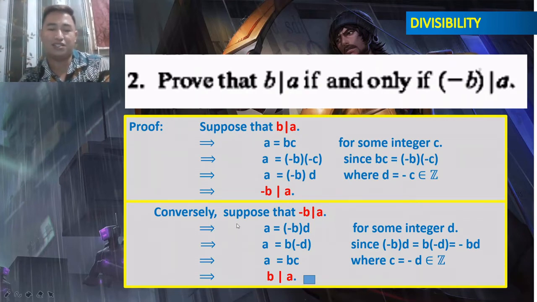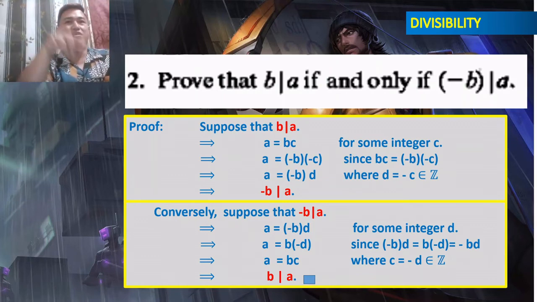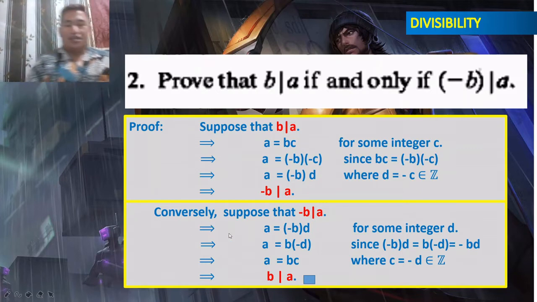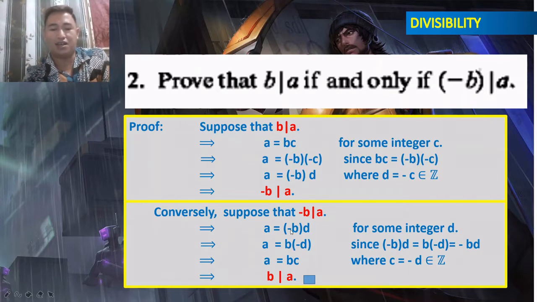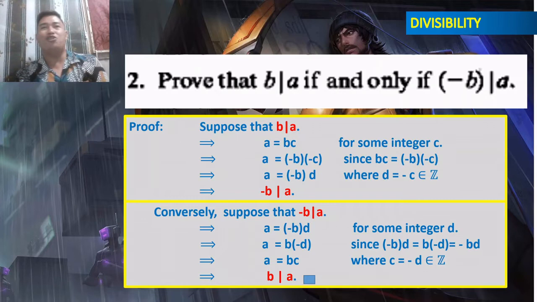Next, conversely, suppose that negative B divides A. What if negative B divides A? We want to prove that B divides A. So, the form we need is A is equal to B times something. So, if we suppose that A is equal to negative B times D for some integer D, then A is equal to B times negative D. Right? We transfer the negative sign to D.